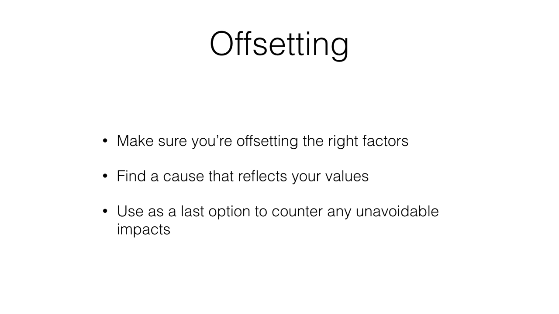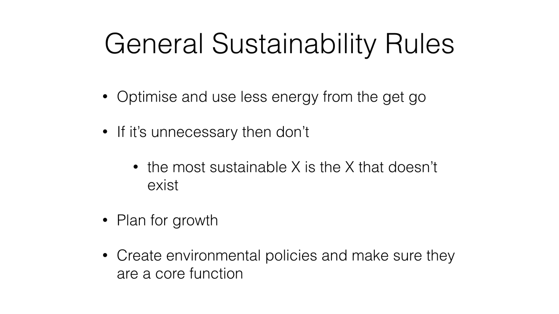And when you do offset, make sure you're offsetting the right factors. So if your sock factory is making toxins, don't offset on carbon. If you have a carbon problem, don't offset on toxins. And choose something that's applicable to your company, to your users, something that's meaningful, something that you're actually wanting to give value back to. Don't just throw money at the carbon neutral company and be like, eh, wherever you like, because then you don't really care. It doesn't create any sort of meaning.